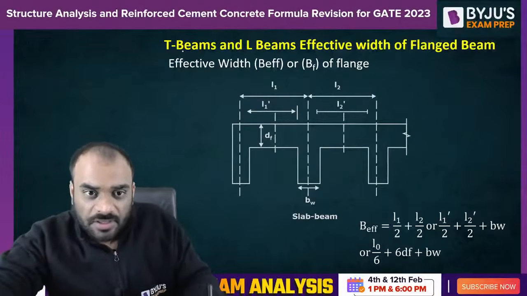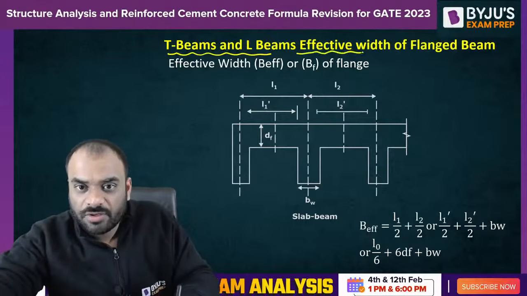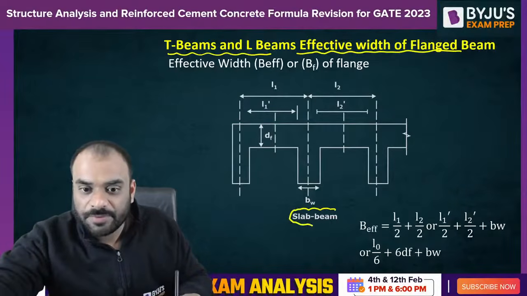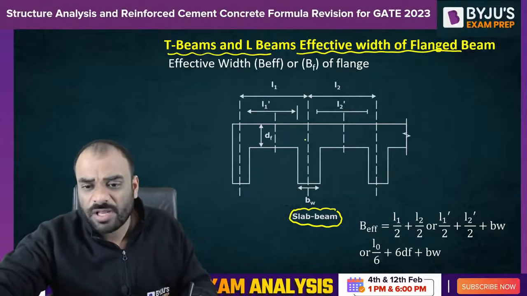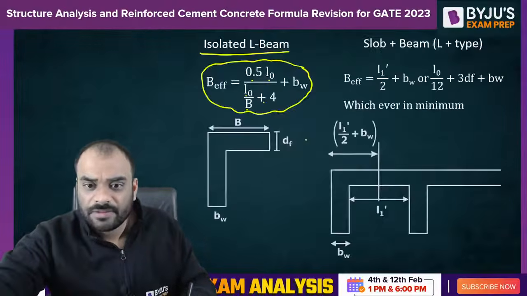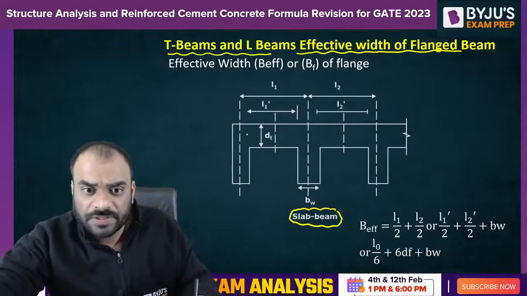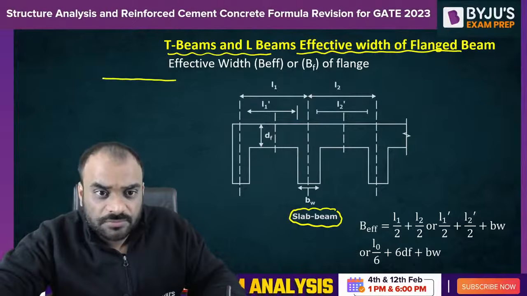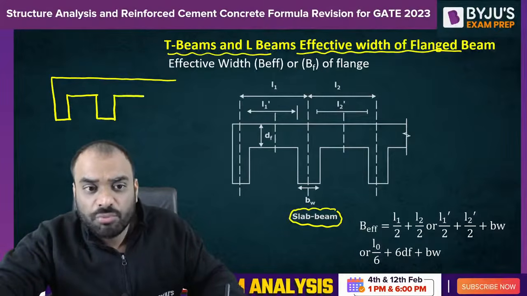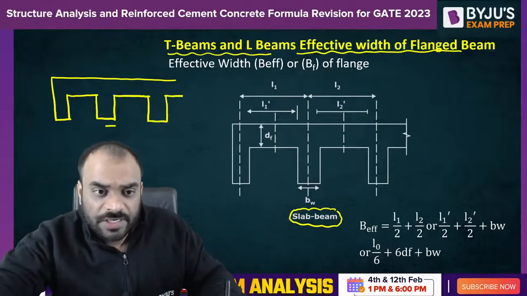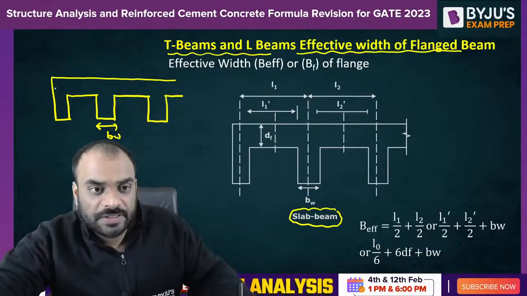Next one, the effective flange width for slab plus beam type. Now guys, in this case we will have two formulas which we have to use over here. Okay, so let's understand how we can use it. Listen, let us consider this is our slab plus beam type. That means our slab and beam are cast monolithically. That means they are cast as a single member, right? Okay, so let us consider this is basically Bw and this one is our depth of flange, which is Df.